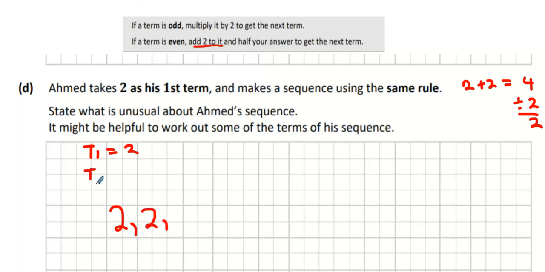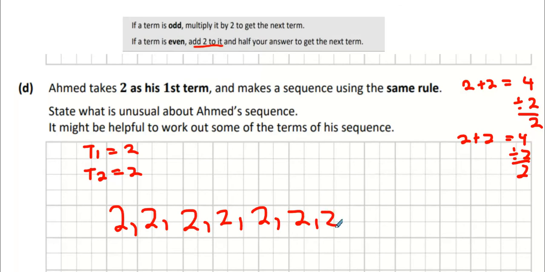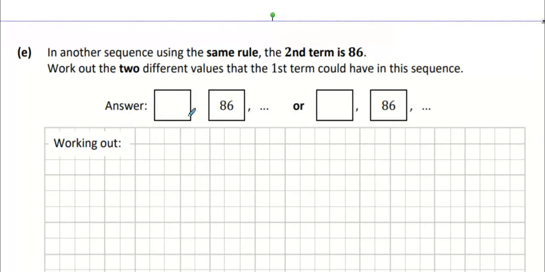It's going to continue as 2 all the way, no matter what happens. Because you're going to be constantly adding 2 to 2 to get 4, then you're going to divide by 2 to get 2. So it's just constantly, it's never going to change. All the terms in his sequence are going to work out to be 2 by the looks of it. The sequence will all remain as 2's. Okay, done.